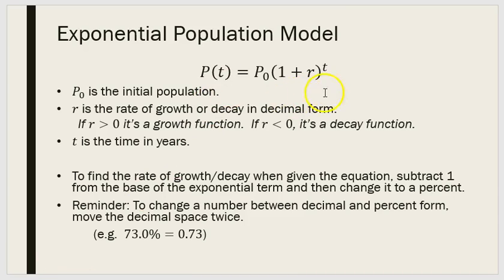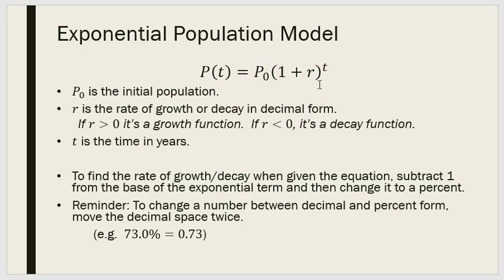So for the three variables we have listed here, P sub 0, sometimes called P naught, this is the initial population. So if there was a starting population in a city before you start saying years are going by or months are going by, whatever the case may be, this would be the starting amount in the city.